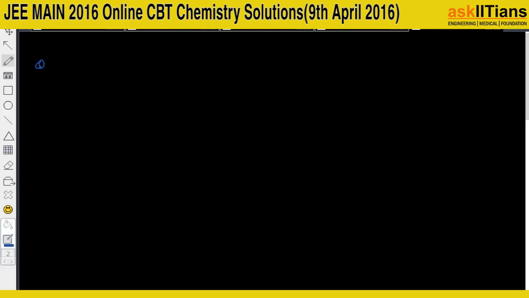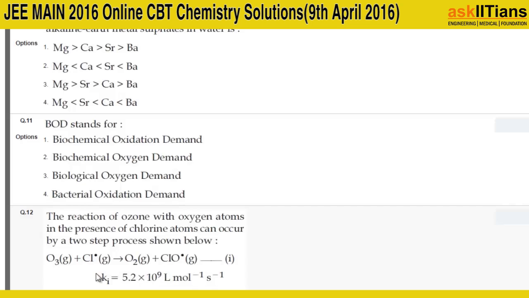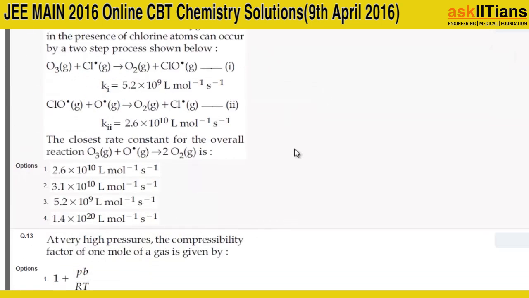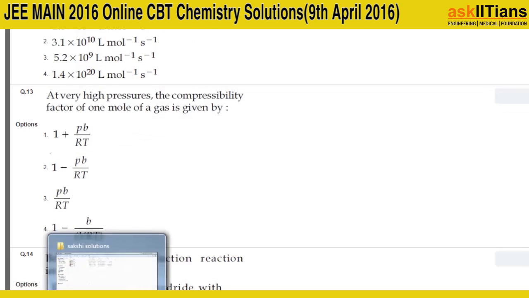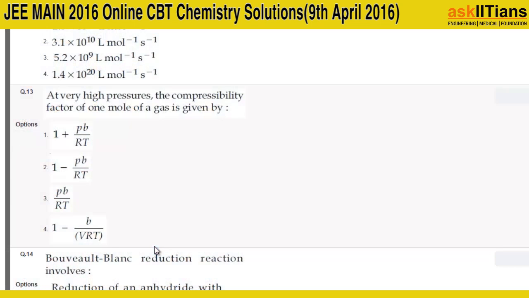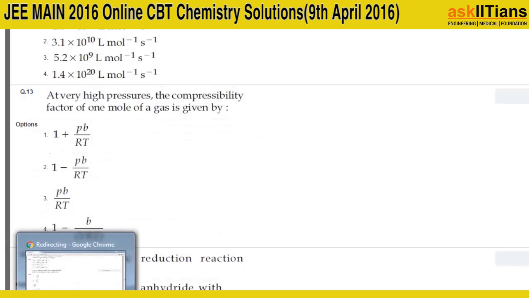Students, let's start and come over to question number 13, which has been asked in the paper. Question number 13 says that at very high pressures, the compressibility factor of 1 mole of a gaseous species is given by. That means he is referring to a very high pressure region.